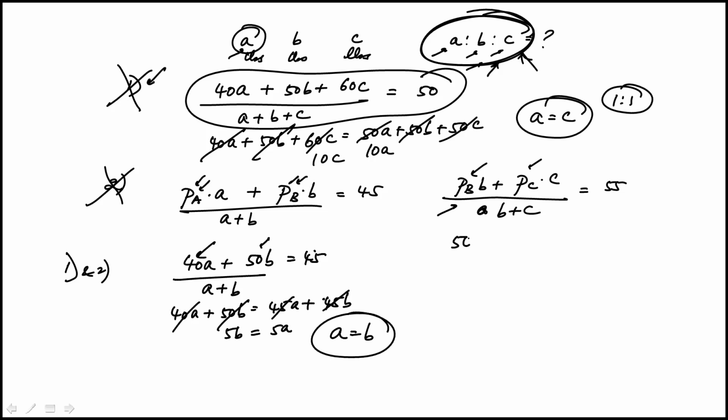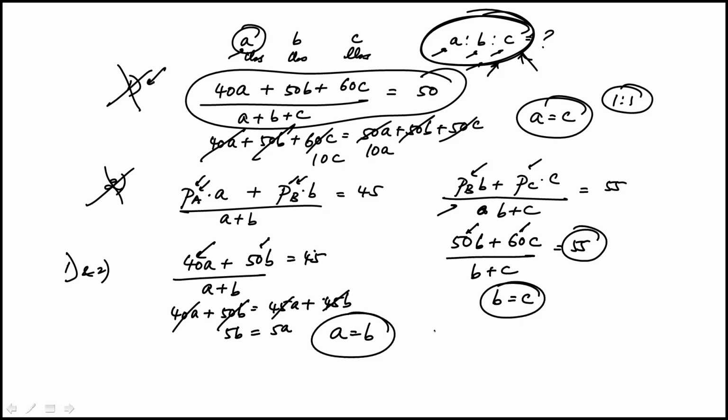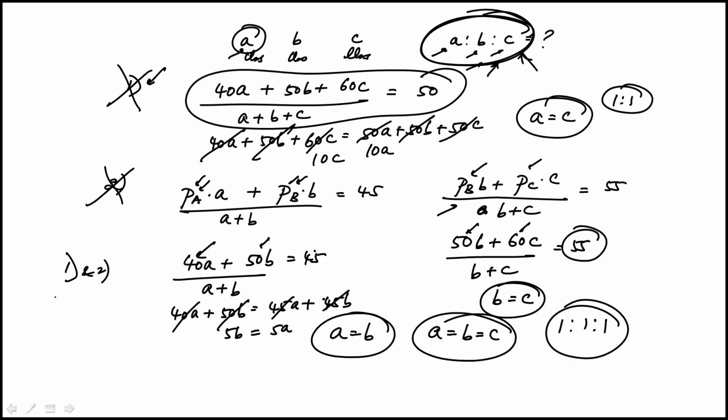And then if you do the same thing here, 50B plus 60C. Again, you'll note that the weighted average is halfway between the price of each one, so therefore B has to be equal to C. So when we combine 1 and 2, A is equal to B equal to C. Their weights are equal, which means they're in the ratio of 1 to 1 to 1. So the two statements combined are sufficient. The answer is C.